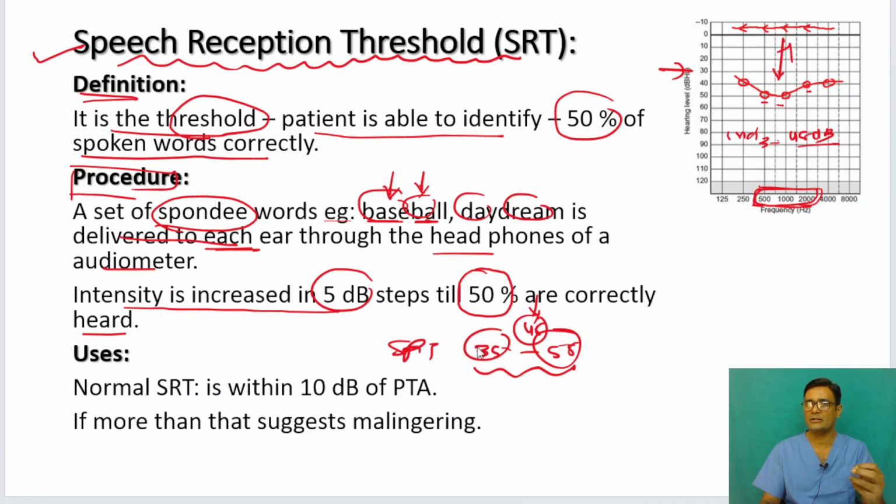is not answering correctly. Okay, speech reception threshold is important because it should be within 10 decibels of the PTA. If it is crossing that, you suspect that the patient is malingering, or it suggests malingering. Basically, it is not just suspicion, you are almost confirming that this patient is malingering.